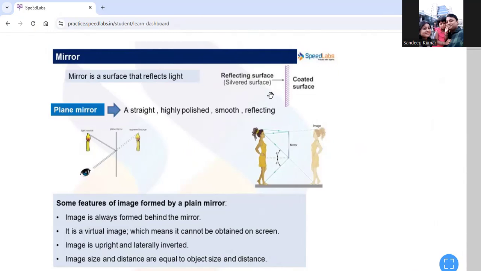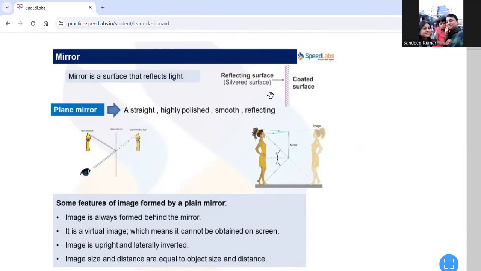Okay, and the image size and distance are equal to the object size and distance. It means, if the object is, suppose, 3 feet in front of the mirror, the image is also 3 feet behind the mirror. So we can say the distance of the image behind the mirror is equal to the distance of the object in front of it. And suppose the height of this object is 5 feet, the image height is also 5 feet. So we can say the image is of the same shape and size as the object. It is laterally inverted, which means, children, if the object raises a left hand, the image will raise a right hand. Yes or no?